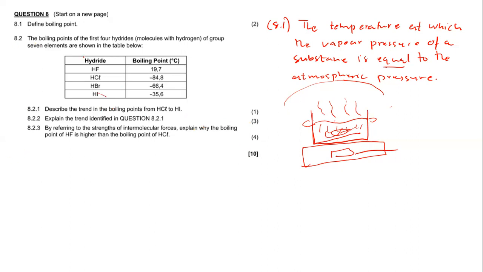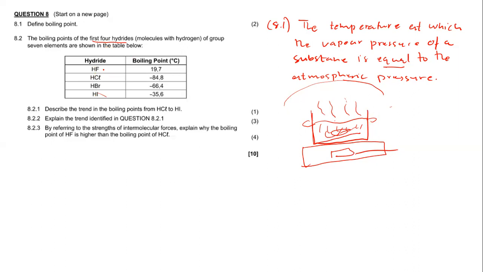It says to us, the boiling point of the first four hydrides. Now, first four hydrides. So what are the hydrides? Our atoms or our molecules are bonded to hydrogens. These atoms, they are from which group of our periodic table? Group number 7. We call them the halogens: fluorine, chlorine, bromine, and iodine. All of these atoms are from group 7 of our periodic table, and they are called halogens. All of them are bonded to hydrogens, and so they are called the first four hydrides.